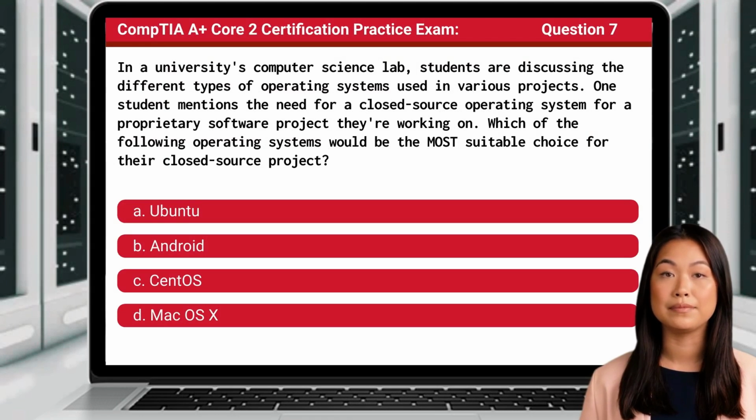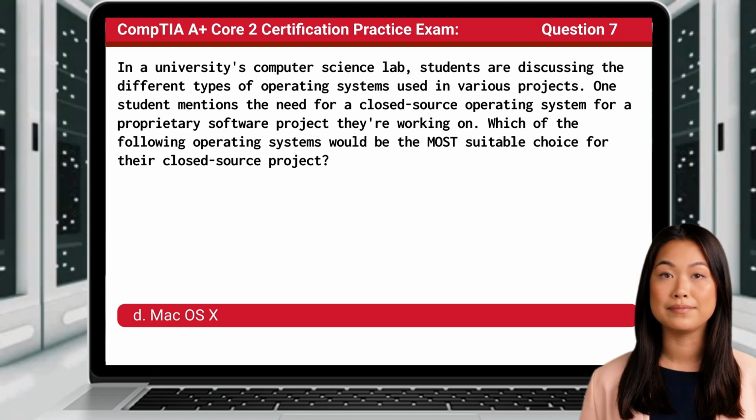Question 7. In a university's computer science lab, students are discussing the different types of operating systems used in various projects. One student mentions the need for a closed-source operating system for a proprietary software project they're working on. Which of the following operating systems would be the most suitable choice for their closed-source project? The answer is D. Mac OS X.